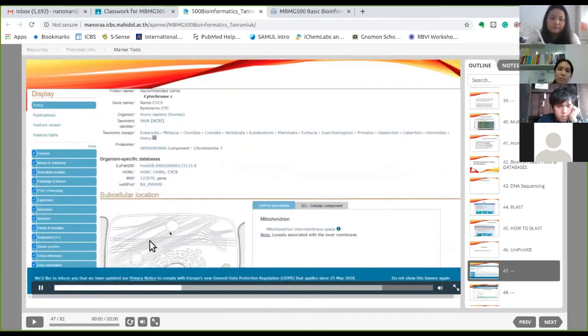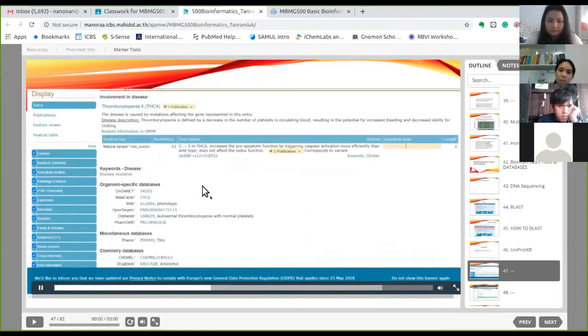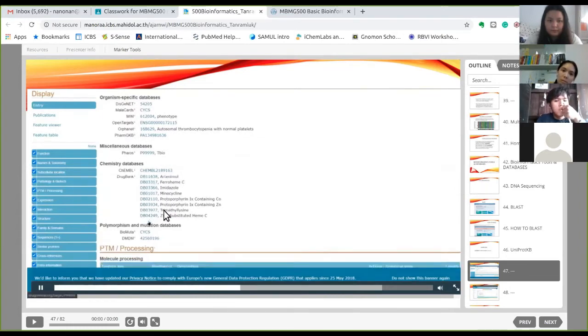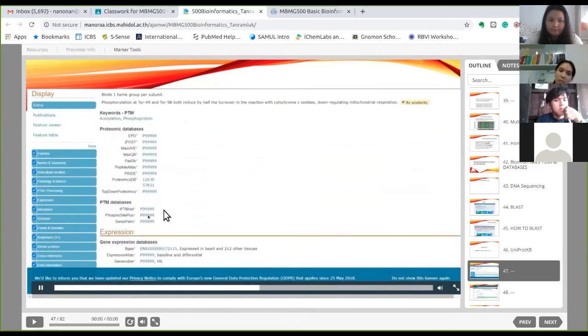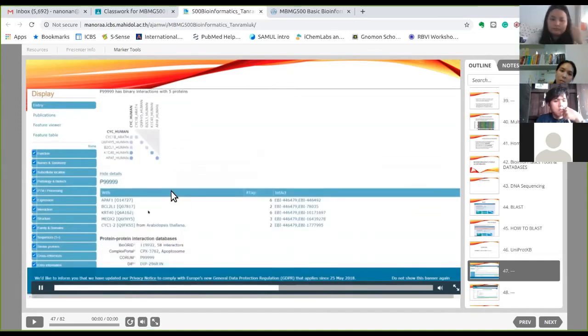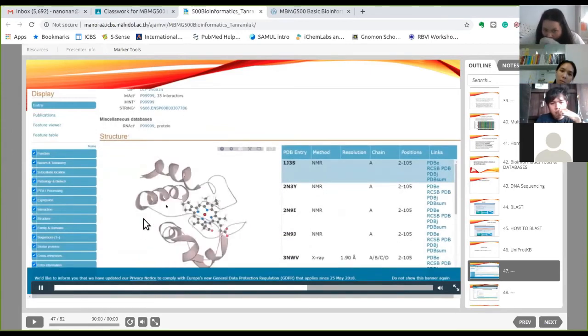This can also show you the subcellular location, such as this one, say it is in mitochondria. And UniProt offers the list of chemical compounds that are found inside the protein pockets. It also shows you the structure of the protein. So this one, you can see the structure of the protein here.